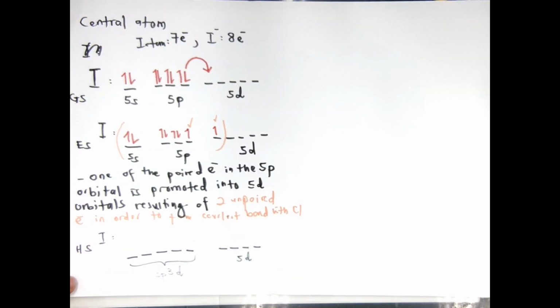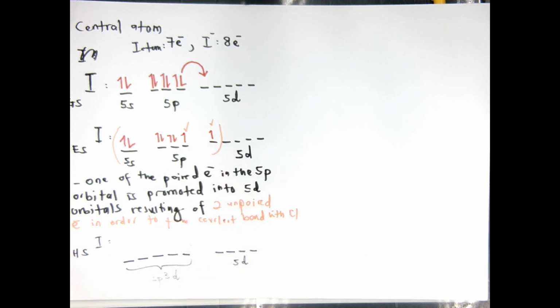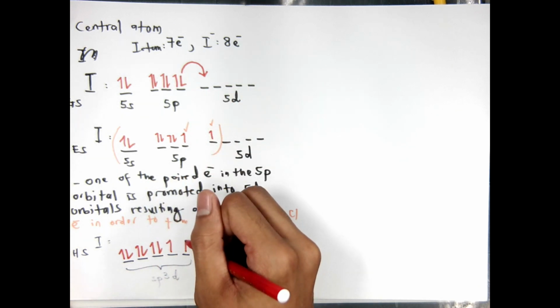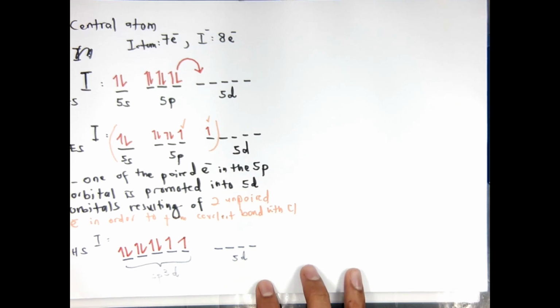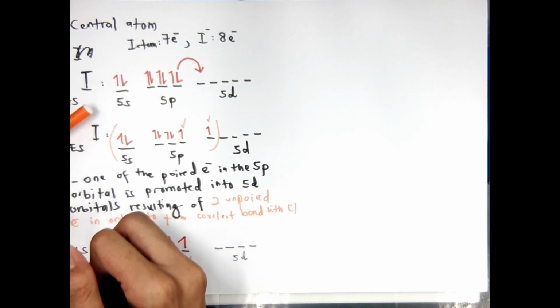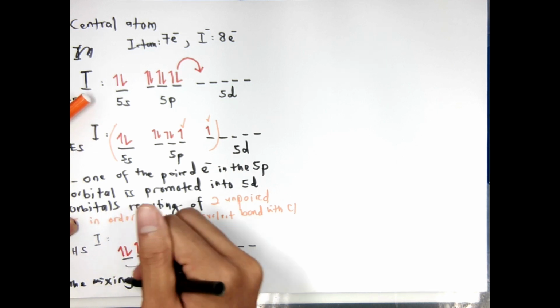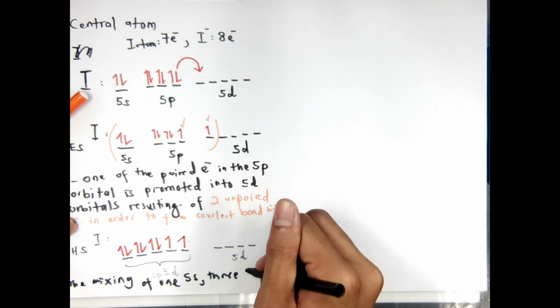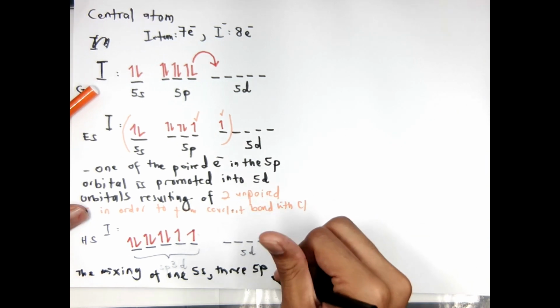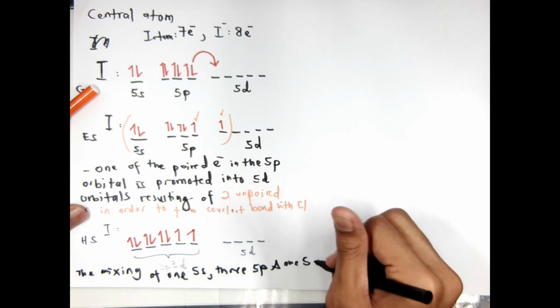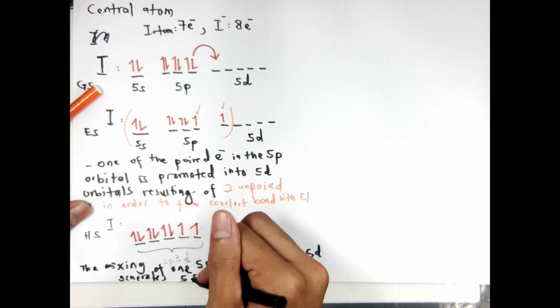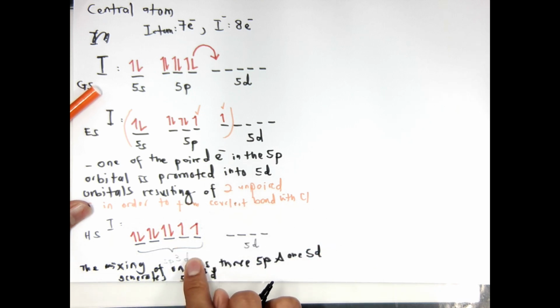Okay, now we need to draw the electrons in this orbital. 1, 2, 3, 4, 5, 6, and 2 unpaired electrons. Okay, so I can write the description as: the mixing of 1 5s, 3 5p, and 1 5d generates 5 orbitals of sp3d as shown here.